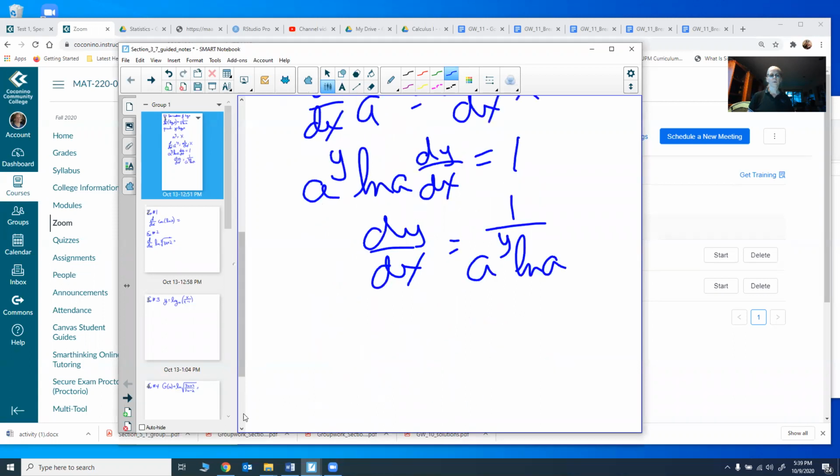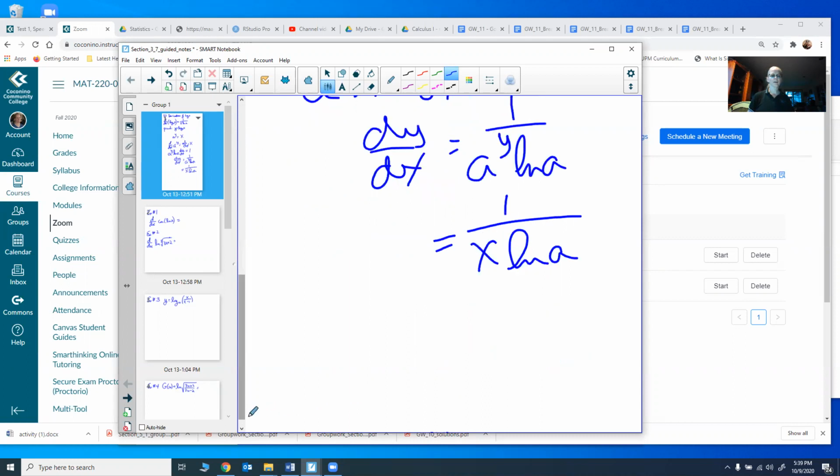But remember, a to the y was x. So we have 1 over x, natural log of a. So we just proved that. That is the proof for it. We now can use it because we know it.